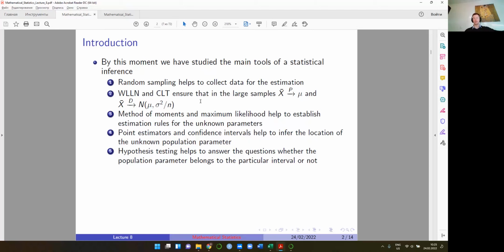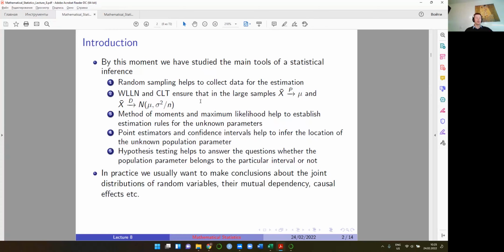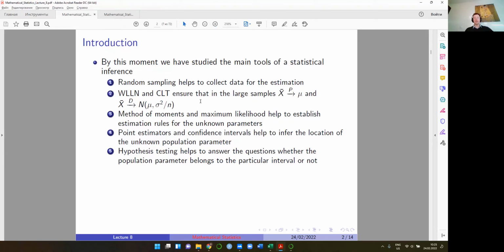You are going to have the exercise session on hypothesis testing, so I hope you will also master some calculations. That's why I want you to watch the video once again to see how this works. Well, but in practice, at this moment we have established almost everything that we need to apply our statistical tools in practice.